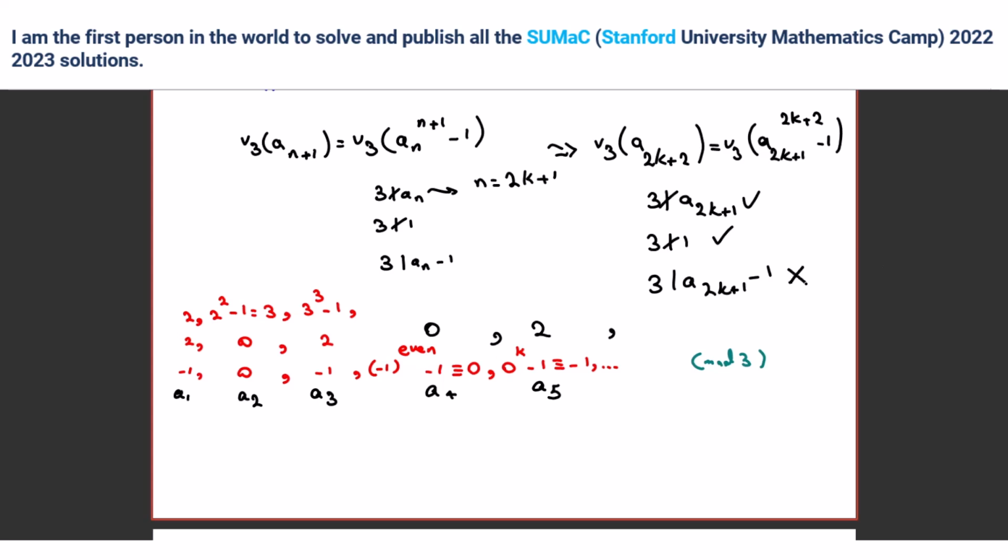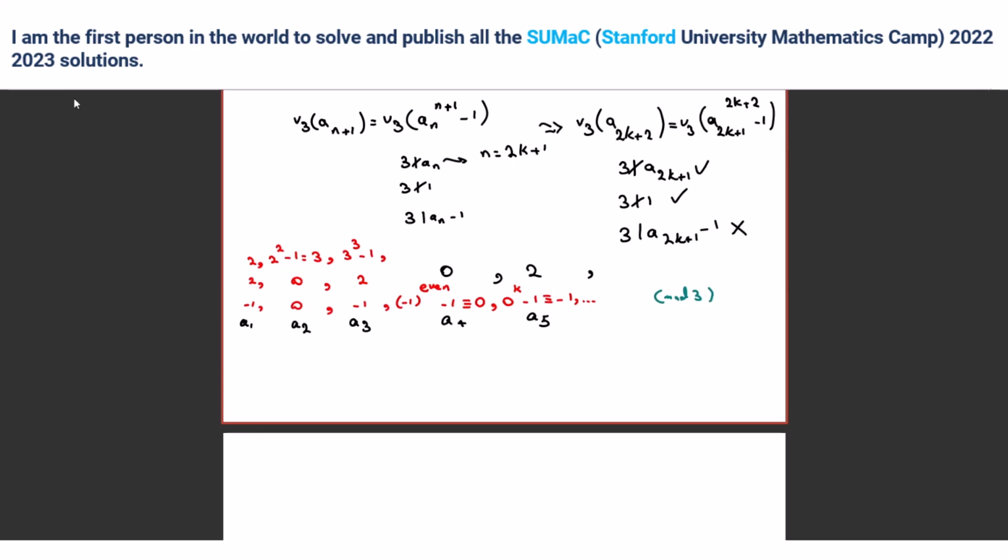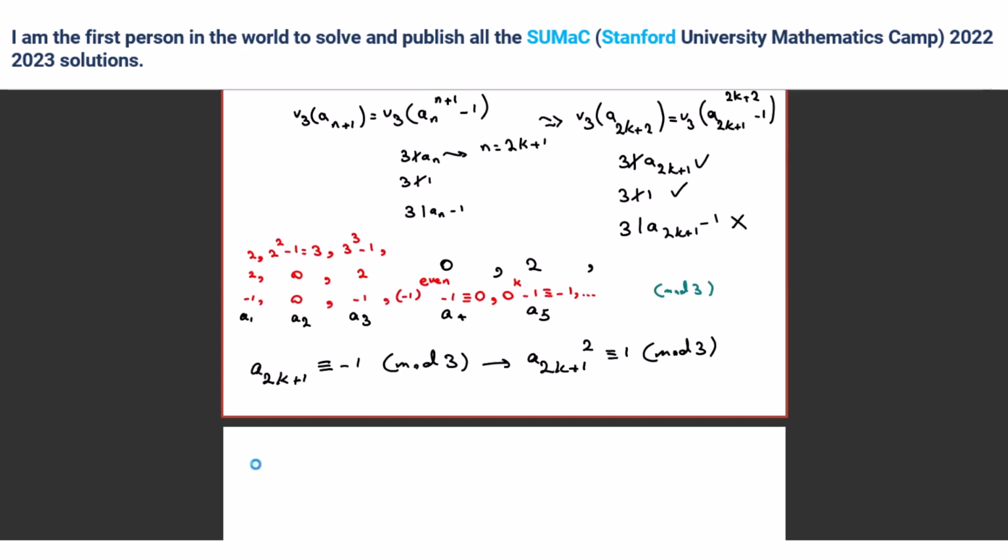Okay. So we should do what? We should square the terms. Exactly. We know a2k plus 1 is -1 mod 3, right? Yes. So if we raise it to the power of 2, it is 1 mod 3, right? Yeah. Okay, so let's use it like that. V3 of a2k plus 2 is equal to V3 of a2k plus 1 to the power of 2k plus 2 minus 1. Then we consider this one as a2k plus 1 squared, to the k plus 1, minus 1, right?